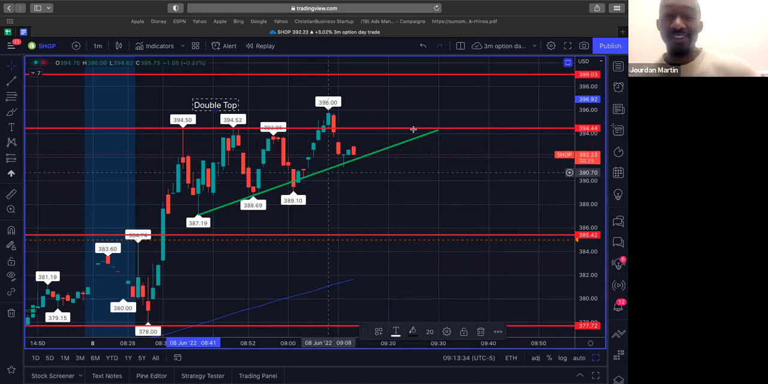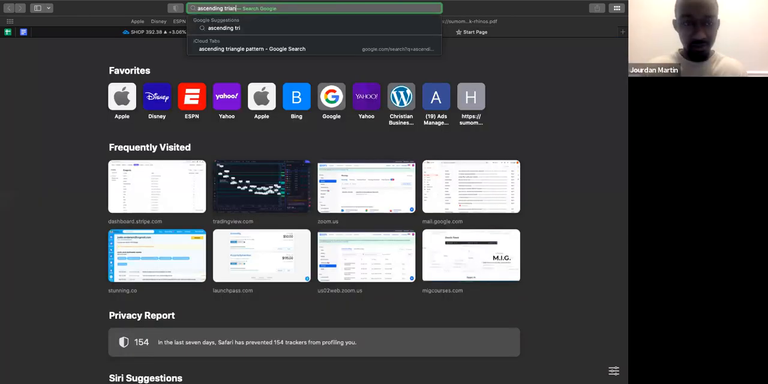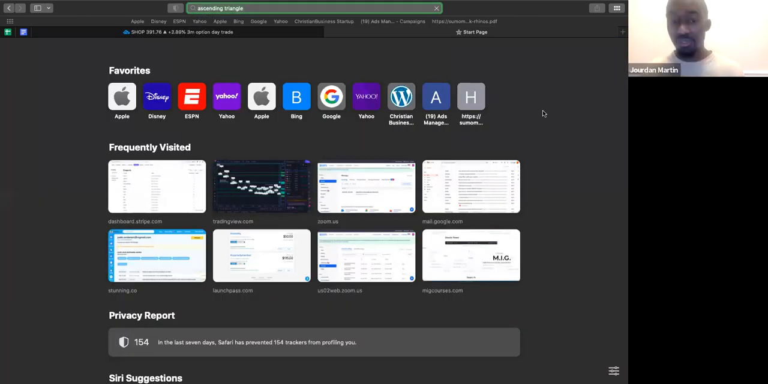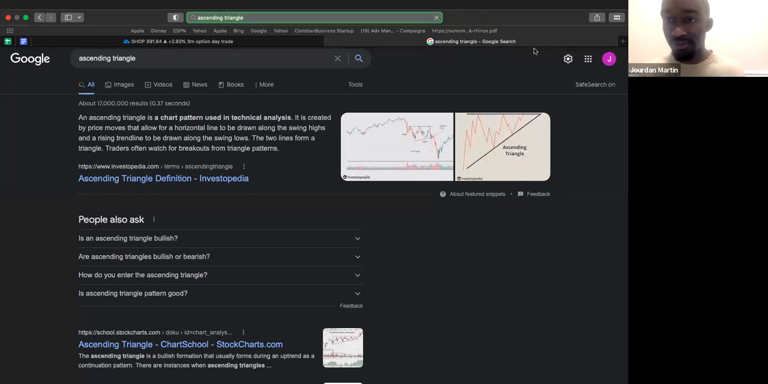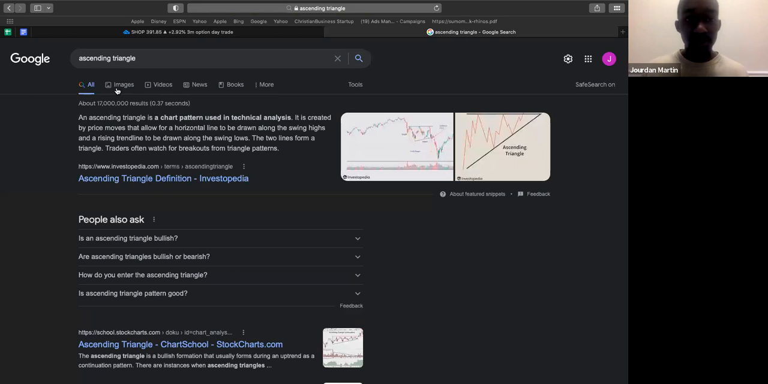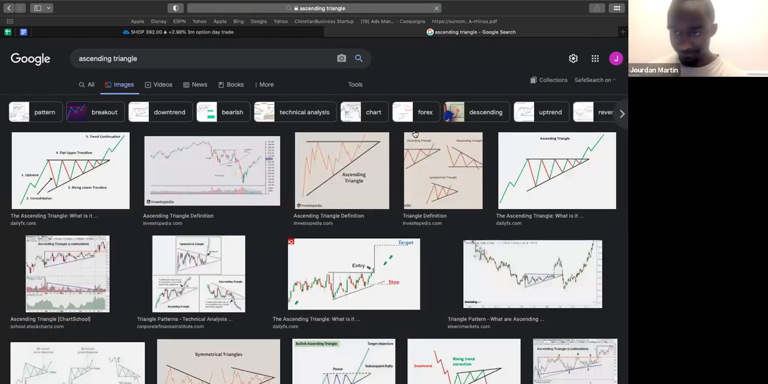So look, what we're looking at right here is the trade from the ascending triangle. Let me go ahead and record this. I am recording. All right, cool. So the ascending triangle pattern is a bullish breakout pattern. You can do a simple search of it. So here's an example.